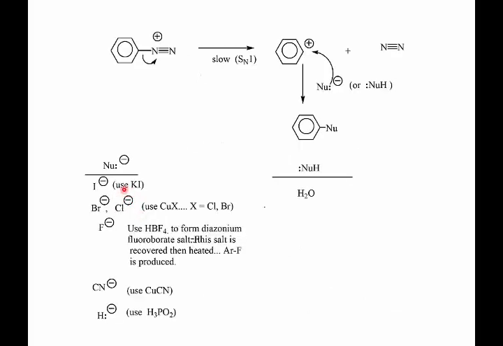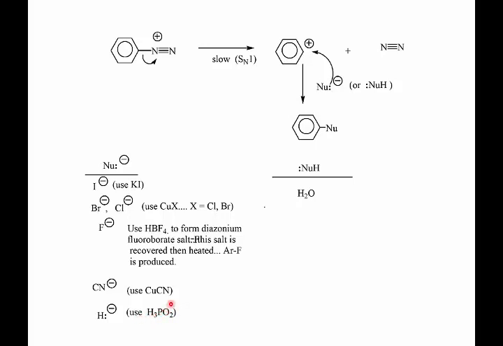The nucleophiles include halide ions in different forms: iodide ion in the form of potassium iodide, bromide and chloride in the form of copper-1 halide, and fluoride ion in a more complex form, fluoroboric acid. Then a couple of other nucleophiles: the cyanide ion, in the form of copper-1 cyanide, and the hydride ion, which comes from a specialized reducing agent called hypophosphorous acid, H3PO2.